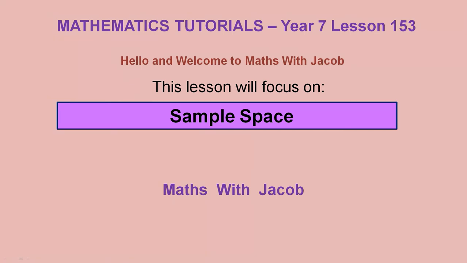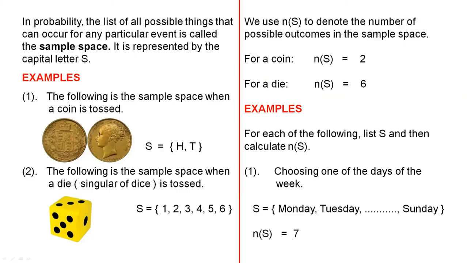This lesson will focus on sample space. In probability, the list of all possible things that can occur for any particular event is called the sample space. It is represented by the capital letter S. Let's look at some examples.